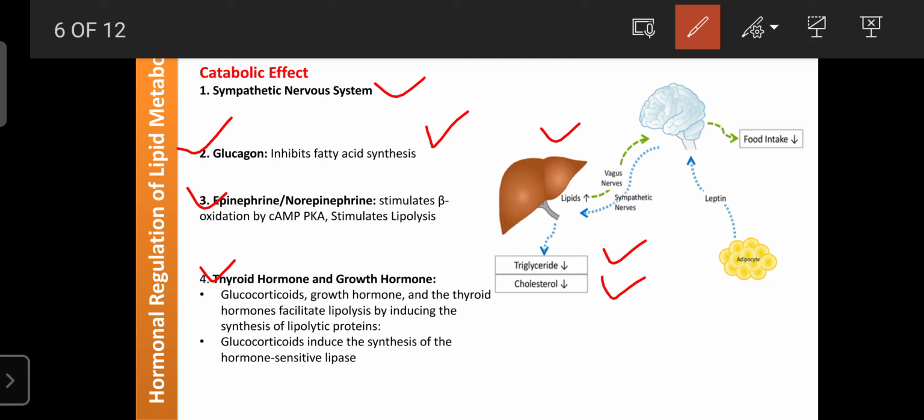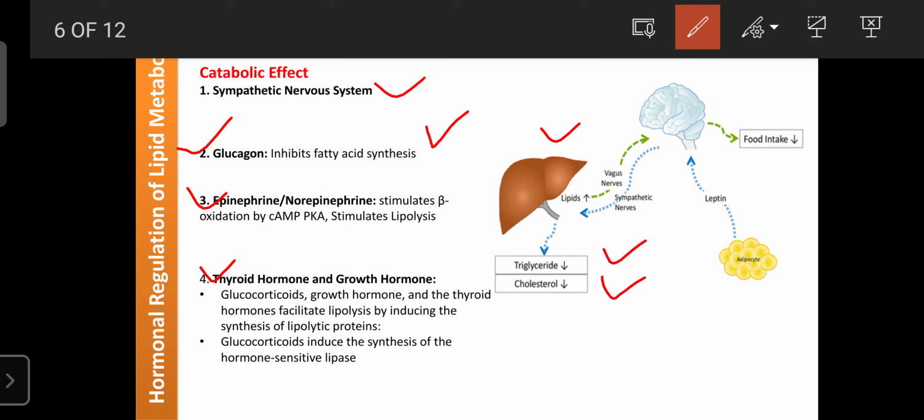Okay, the next one is epinephrine and norepinephrine. These are catecholamines, the neurotransmitters of the sympathetic nervous system. They play an important role in the regulation of blood pressure. When blood pressure drops, these hormones enhance it. But regarding lipid metabolism, epinephrine and norepinephrine stimulate beta oxidation. Due to stimulation of beta oxidation, the fatty acid depot decreases.